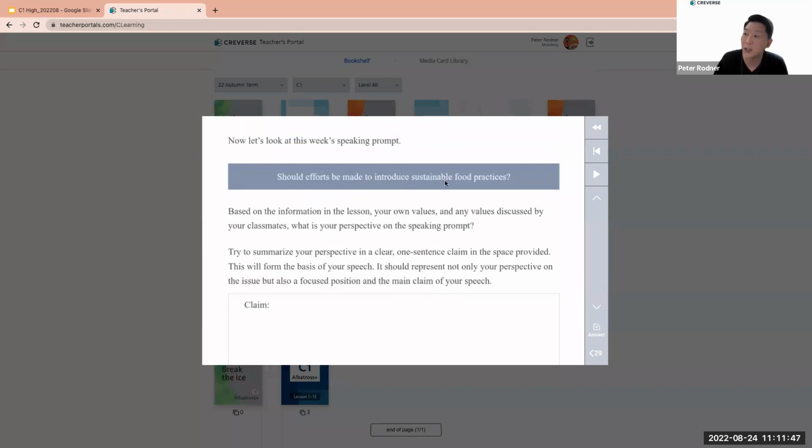Should efforts be made to introduce sustainable food? Yes, I agree, efforts should be made. No, I disagree. Efforts should be made for several reasons. First of all, second, third, so forth. Okay, so I think those ones are pretty easy.